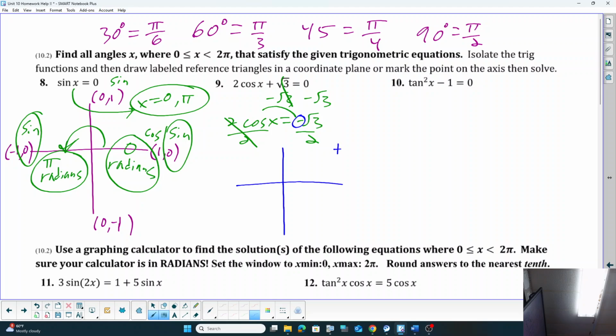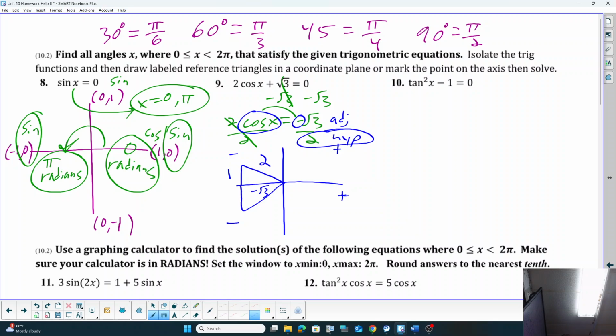Well, cosine is positive here and here. So cosine is negative here and here. Okay, and then it's adjacent over hypotenuse is what cosine is. So we're going to draw our triangle with the adjacent side, which is the longer side, right? So the adjacent side is going to be negative radical 3. The hypotenuse is 2. And the opposite side is 1.